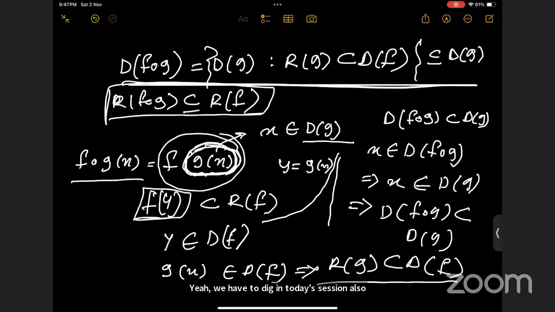Okay, so I guess all of you are now at least more comfortable than earlier with this type of thing, right? Range, domain, asymptote, composite function, and all.